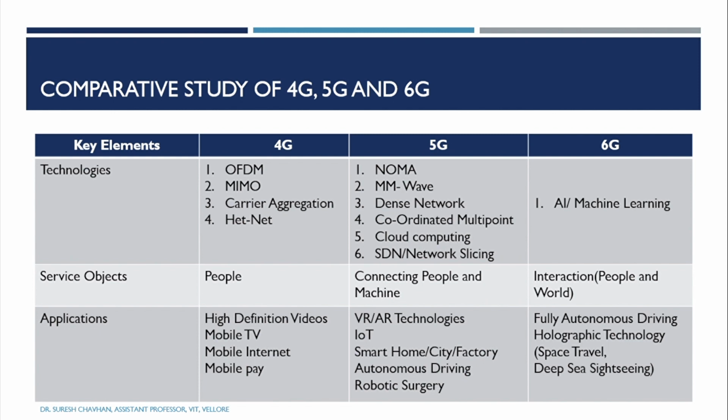And for 4G, 5G and 6G, what are the service objects? In 4G they focused only on people, and in 5G they focused on connecting people and machines. And in 6G, there is interaction between people and the world, where even a wall can talk. Like that, the complete arrangement will be there in 6G. And there are huge applications for 4G. Even you can tell a few.